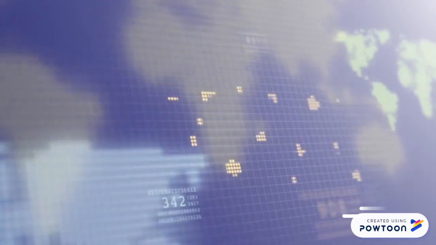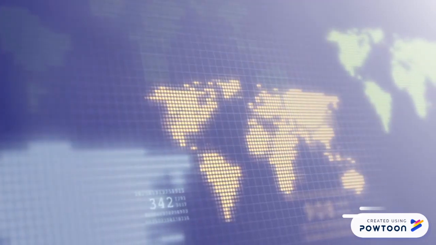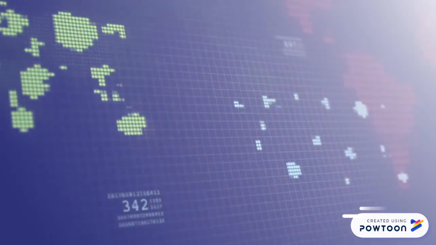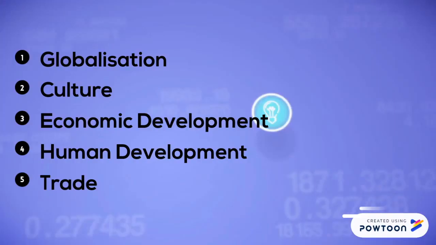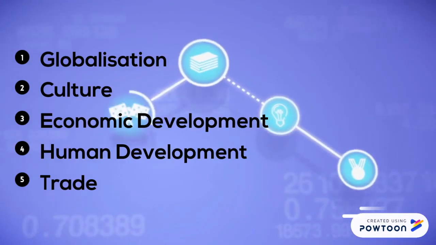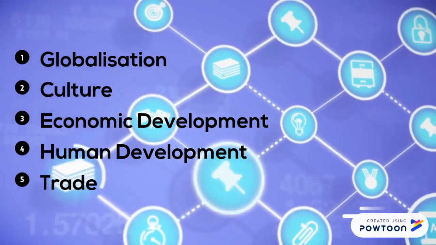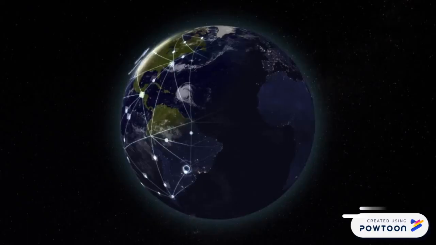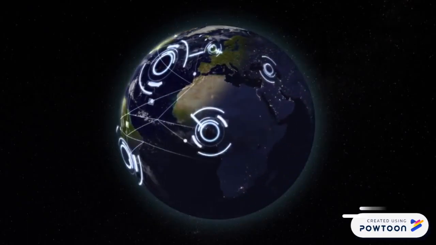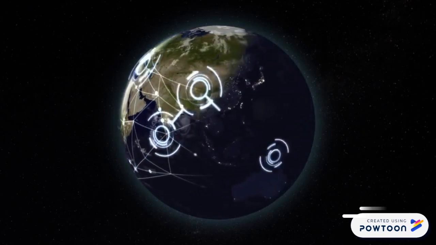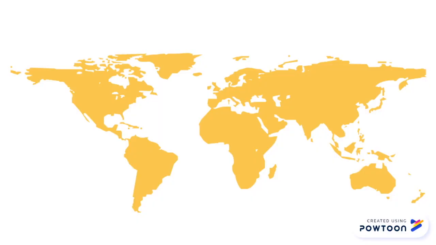China is transitioning from a developing country into a developed country, and is set to overtake the US as the largest economy in the world. Globalization, culture, economic and human development, as well as trade, have all been contributing factors to China's progress. Analysis of these factors provides insights into the benefits of foreign businesses establishing a presence in the Chinese market.